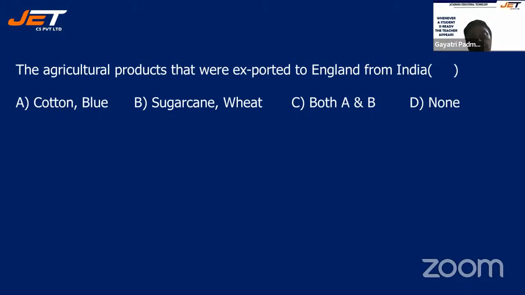The agricultural products that were exported to England from India was dash. Was it cotton blue, sugarcane wheat, both cotton blue and sugarcane wheat, or none? Okay, so you just have to say what was exported to England.